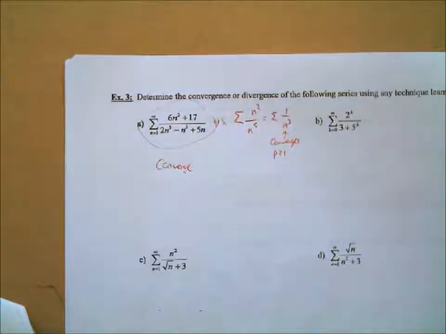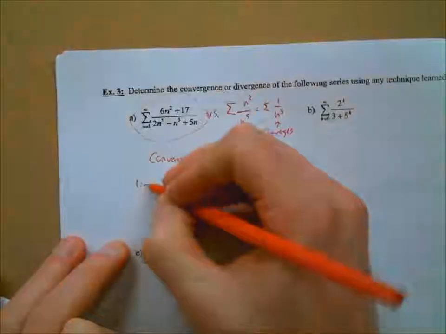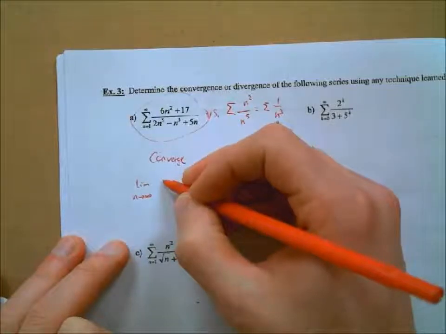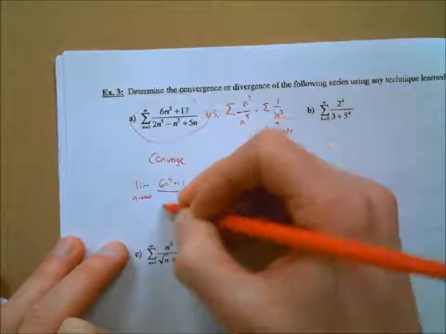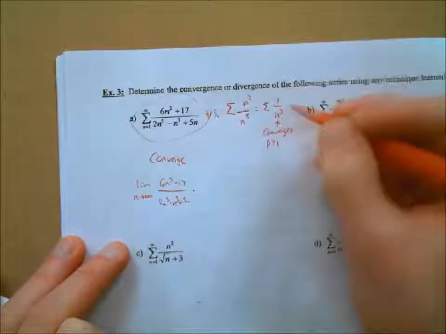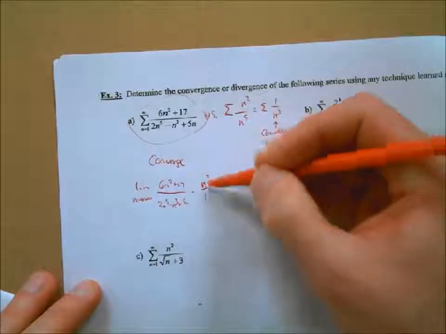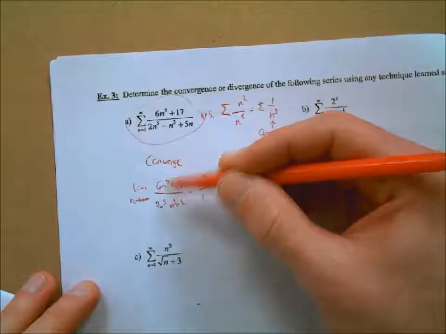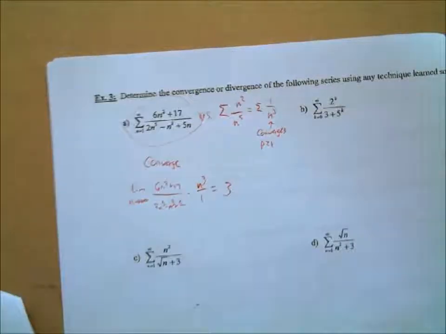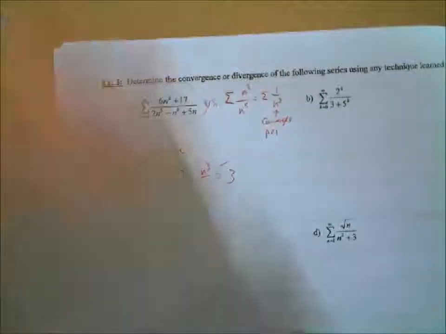Now, remember we should technically be doing the limit comparison where we also check the limit of the ratio of those series, so the 6n squared plus 17 over the 2n to the fifth minus n cubed plus 5n, and then divided by this, but instead of dividing, we're going to multiply by the reciprocal, so n cubed over 1, right? That's going to give us 6n to the fifth over 2n to the fifth. As that goes to infinity, we're going to get 3. Okay, and so check, our L is finite.